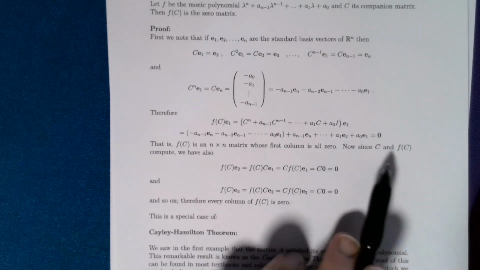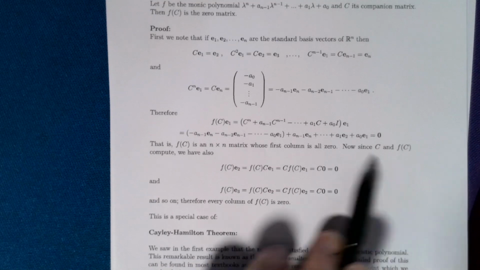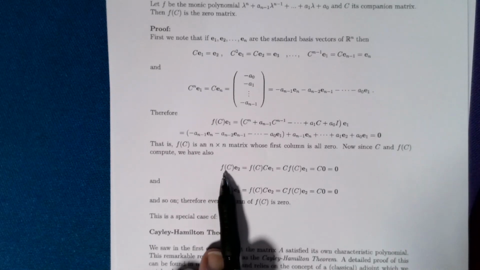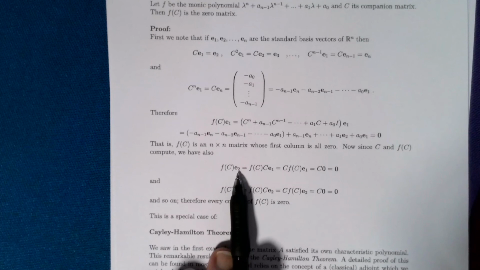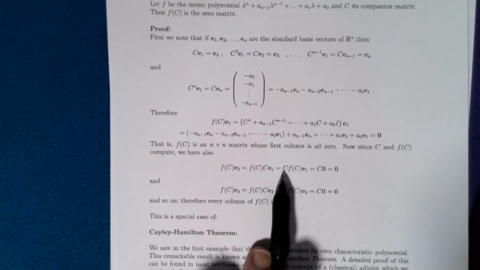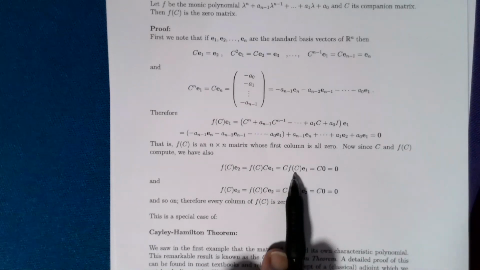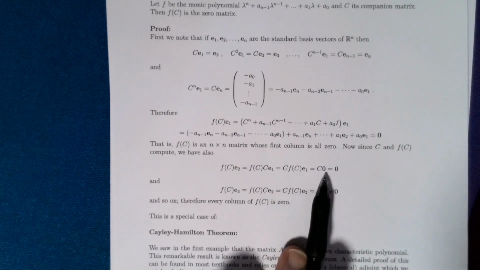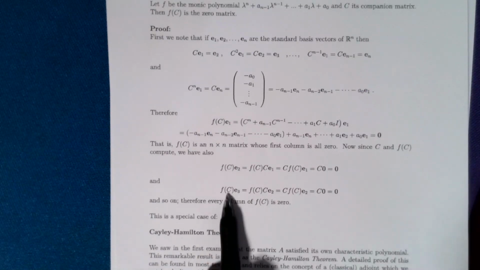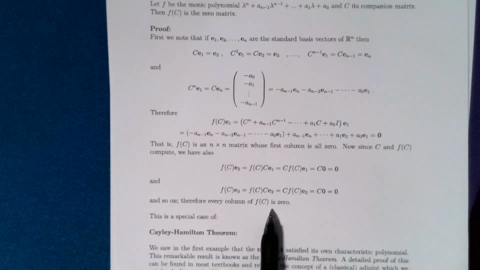Now, C and f of C commute with each other. So to pick out the second column of this matrix f of C, I just multiply this out. And E2 we can write as C times E1. These commute, so I can pull the C over here. And we've just seen that f of C times E1 is the 0 vector, and C times the 0 vector is the 0 vector. So that tells me the second column of f of C is 0, and so on all the way down. So every column of f of C is 0, and therefore this is the 0 matrix.